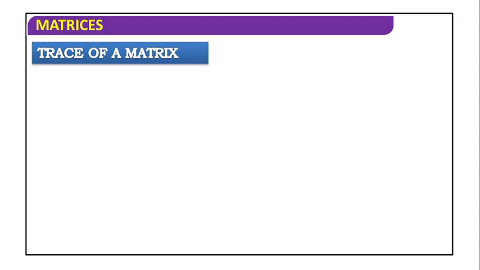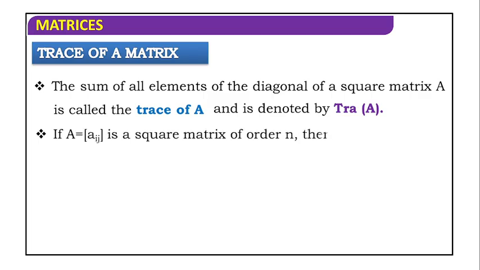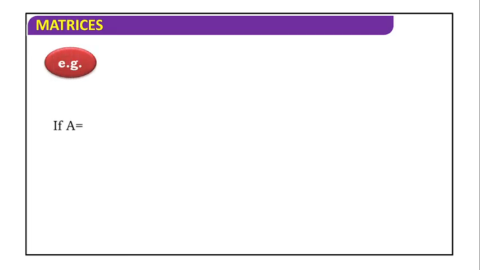Now trace of matrix. How to calculate the trace and what is the meaning of trace of matrix? Trace of matrix is the sum of all the elements of the diagonal of a matrix. Sum of all diagonal elements of any matrix is said to be the trace of matrix, denoted by trace of A. Now trace of A is A11 plus A22 plus A33 plus up to Ann. Through the example you can understand here.